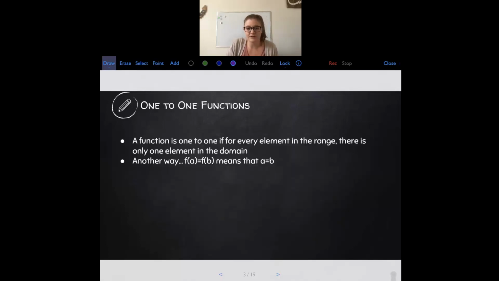Okay, so one-to-one function. A function is one-to-one if for every element in the domain there is only one element in the range. So this differs a little bit from the definition of a function. Another way of saying this is if we have f of a equals f of b, it means that a is equal to b. Okay, we won't really use that very much. That's more of a mathematical definition.